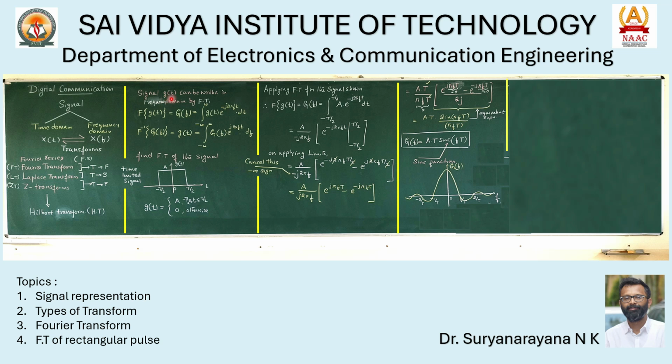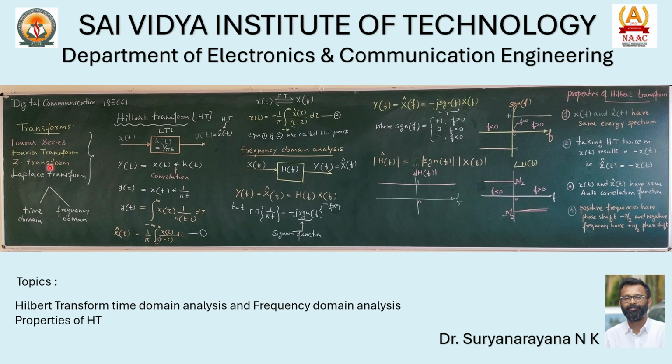we can write any time limited signal g of t in frequency domain by using the Fourier transform equation, and the Fourier transform of a rectangular pulse is as shown. It is a sinc function. From the basics of Fourier transform, let us try to understand Hilbert transform.